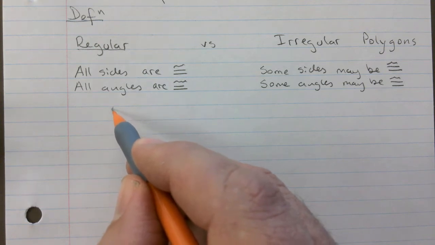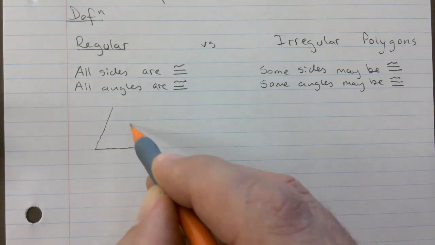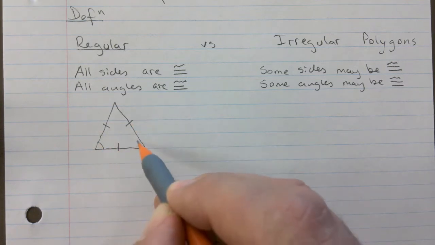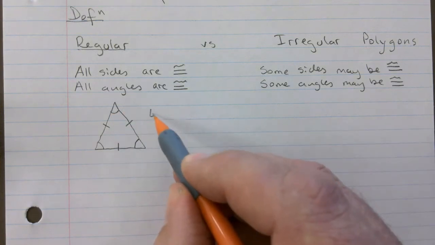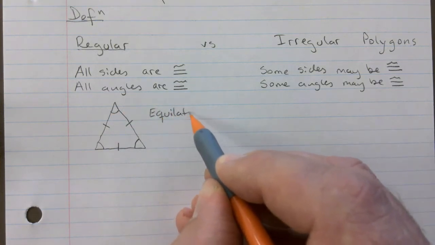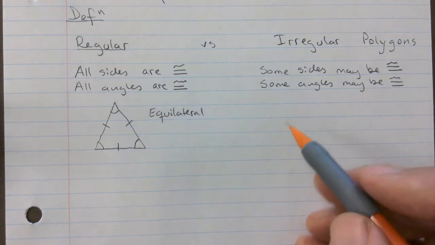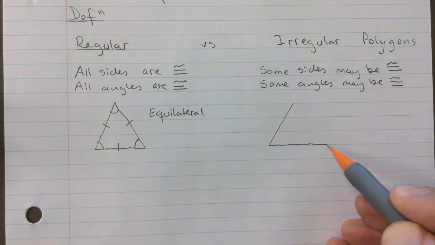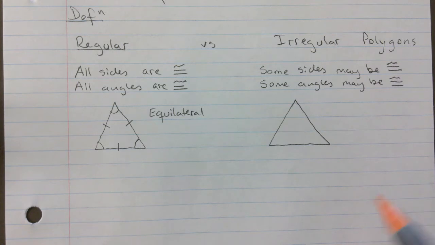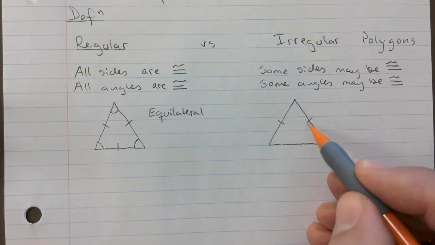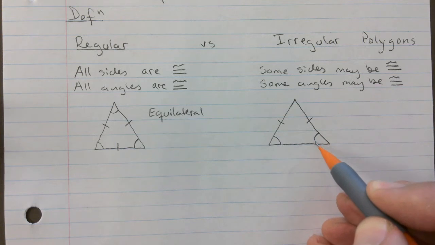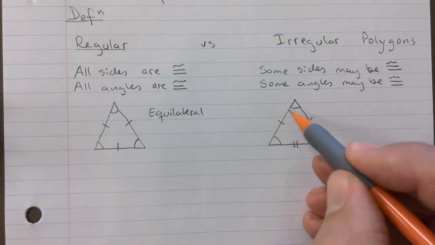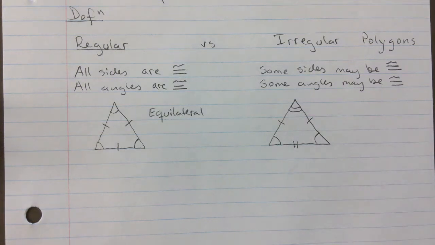So a triangle that has all sides the same would be called an equilateral triangle, right? So it has all angles, all sides the same. Okay. What about an isosceles? Would that meet the criteria? No, it wouldn't, right? So you have two sides and two angles, but there's this one side that's different and the one angle that's different, right?